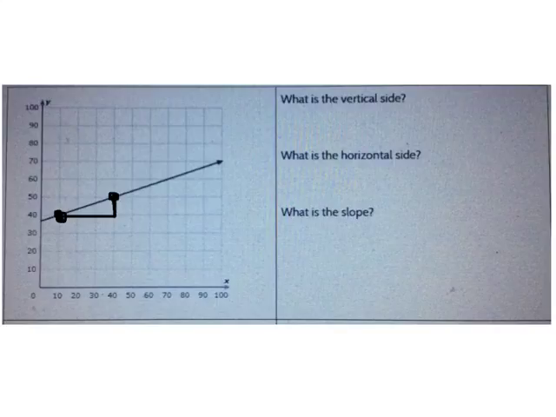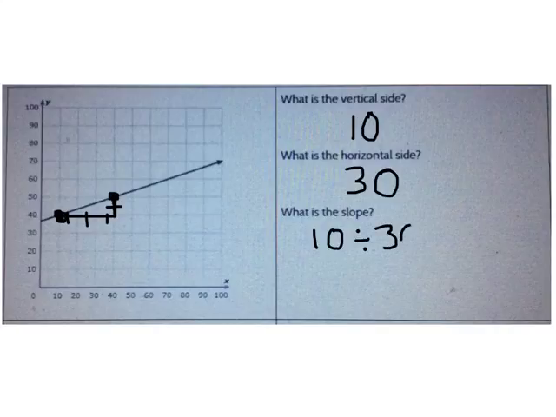What's the length of the vertical side? Well, 1 times 10 is 10. What's the length of the horizontal side? Well, 3 times 10 is 30. I can find the slope by dividing the vertical side by the horizontal side. 10 divided by 30. How would I write 10 divided by 30 as a fraction? It would be 10 over 30.